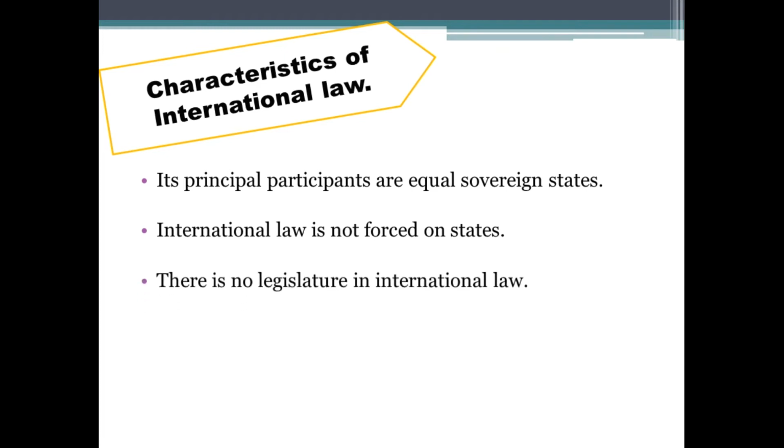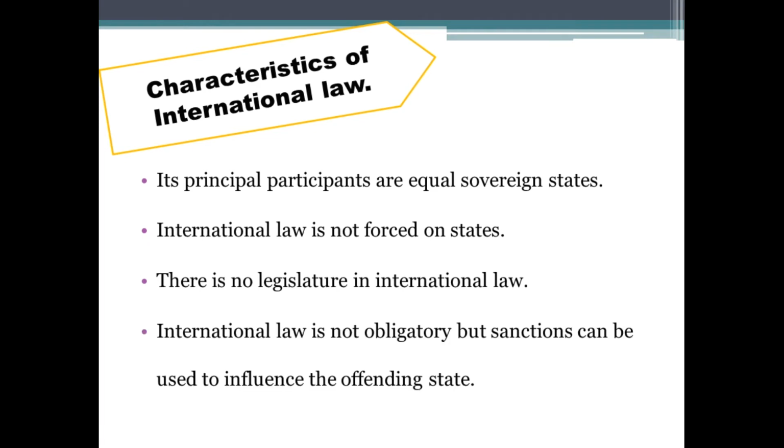So thirdly, there is no legislature in international law. There isn't a central law-making body in international law that reviews, analyzes, and makes new laws. No one manages the creation of laws in international law. And the last characteristic is that international law is not obligatory at all, but sanctions can be used to influence an offending state to comply with the international laws. The sanctions can be economic or diplomatic. These sanctions will motivate the offending state to comply with the international laws.